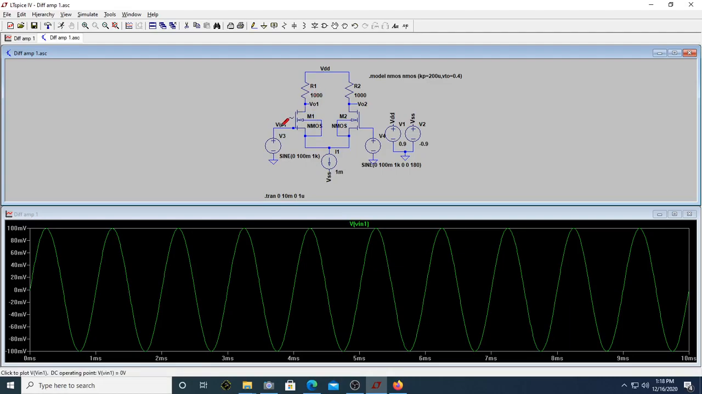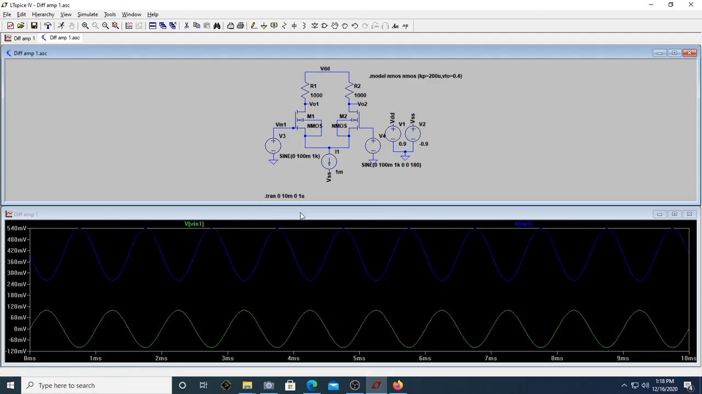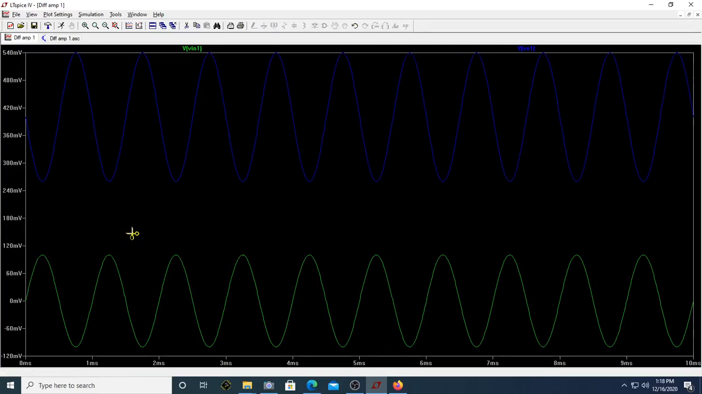Now this is V in 1. This is actually VID by 2. This is now V01. If you can actually see, this V01 is out of phase with the input voltage. You can see this is the input voltage, the green one. If the input is rising, the output is actually dropping down. Since it is dropping, it is out of phase. So that's what we saw here.